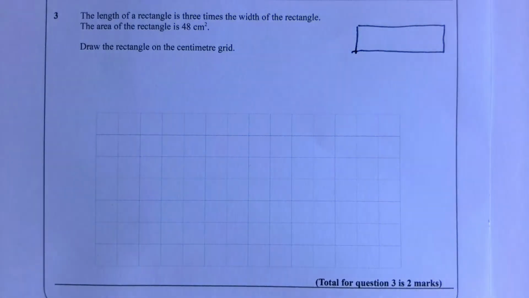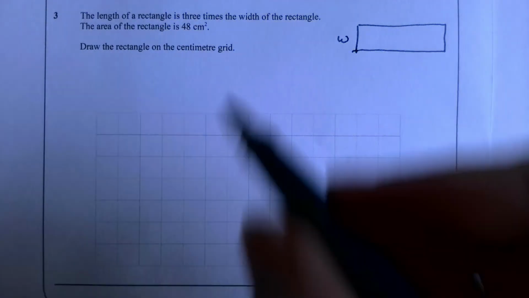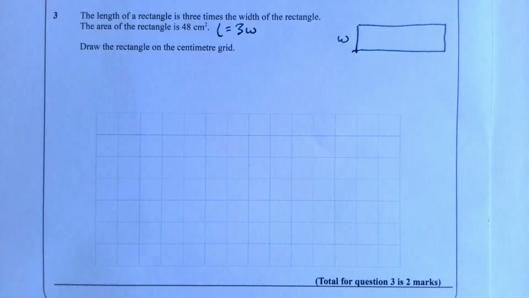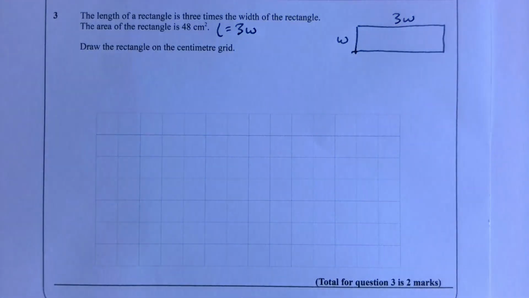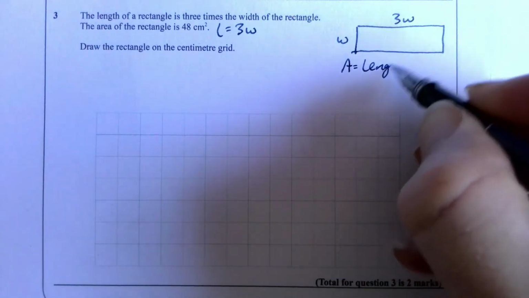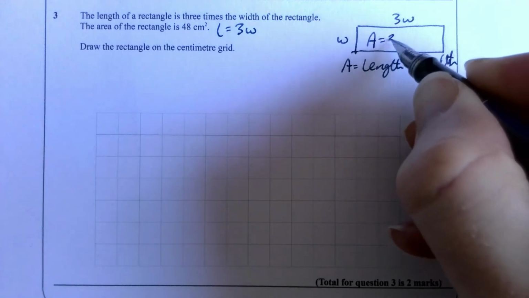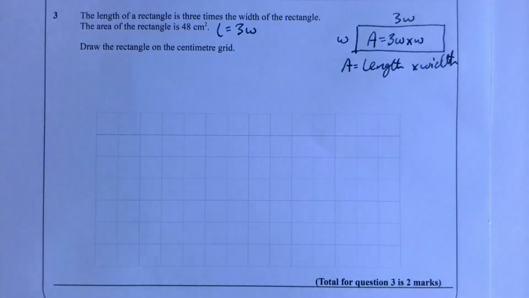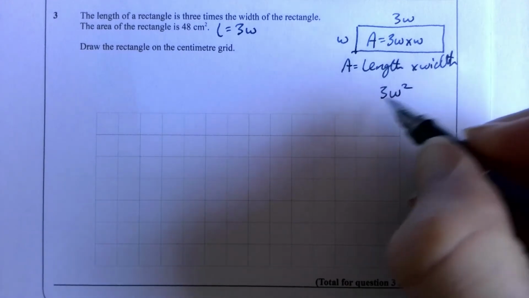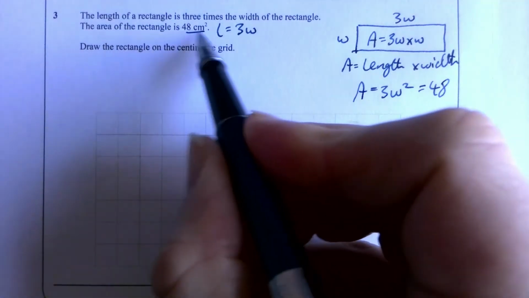So here's my sketch of my rectangle. The width is W. They're telling us the length is 3 times. The length equals 3 times W, which we can call 3W. Now it says the area of the rectangle is 48. Now how do we work out the area? Area equals length times width. So the area is going to equal the length times the width. What do we call W times W? We call it W squared, so the area is 3W squared. And I've put equals 48 because they've told us that there.